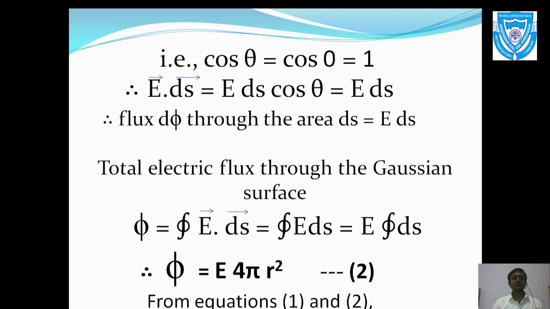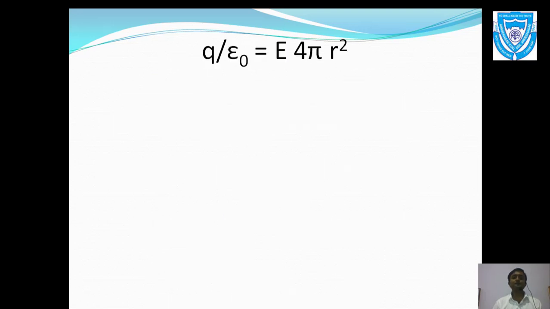This is equation number 2. From equation number 1 and equation number 2. This is our equation number 2, which is our equation number 1, which we have studied in Gauss law: phi is equal to Q upon epsilon naught. Comparing these two equations, we get Q upon epsilon naught is equal to E 4 pi r square.